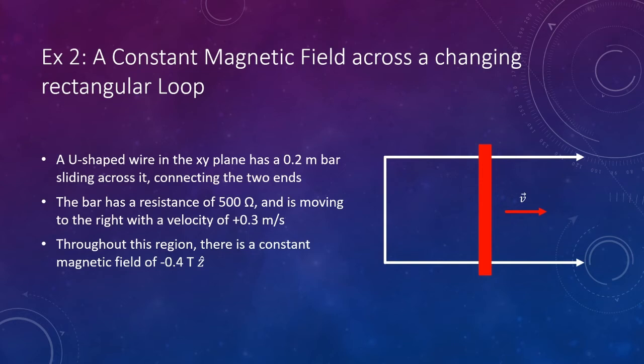And through this region, we have a constant magnetic field. I'll say it's minus 0.4 teslas in z. So negative z direction means it's going into the page, into the screen. And again, we'll have our wire loop in the xy plane. So let's look at how we can solve this problem. Like in the previous one, I'll say our area vector will point in the plus z direction, out of the screen, out of the page.